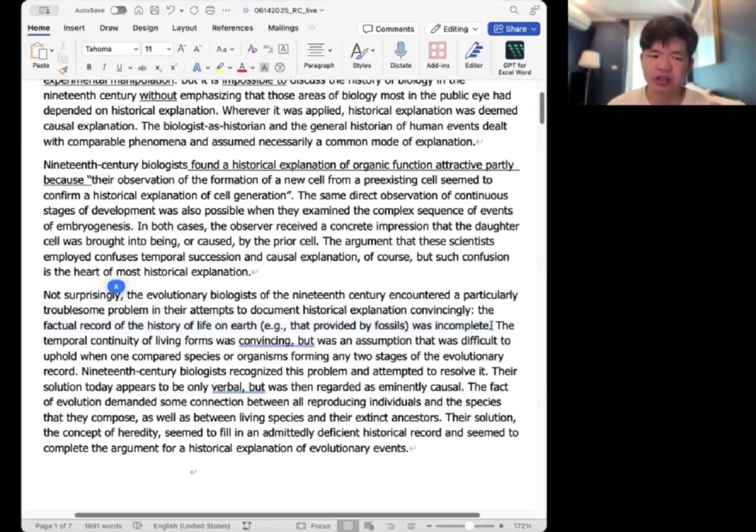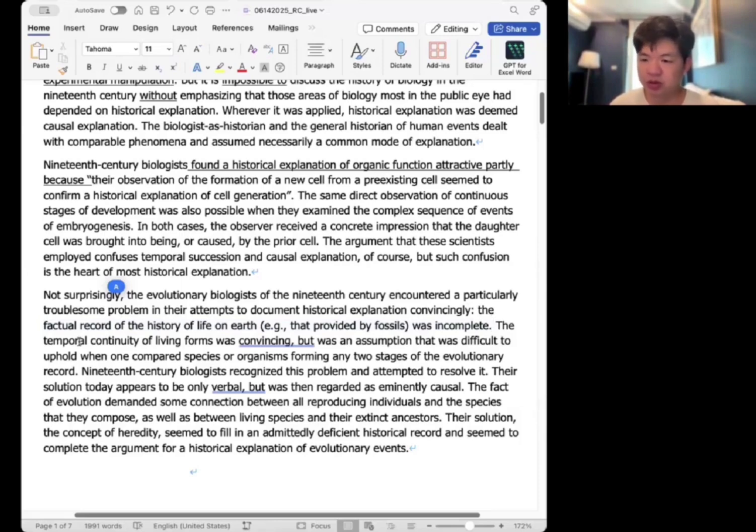So what we understand from this sentence is that, in fact, factual records are incomplete. Factual records are incomplete. All right. So this connects to what we just discussed. You want to use time as a reference, but in reality, you haven't paid attention to the time records. Right. That's exactly the problem here. All right. Let's continue with the temporal continuity of living forms was convincing.